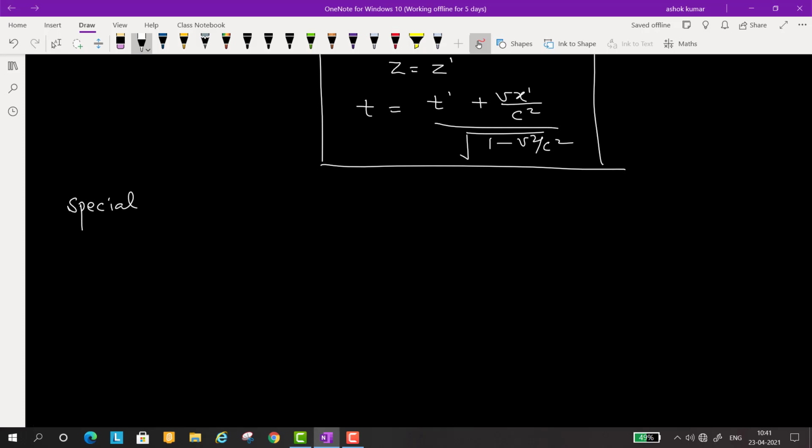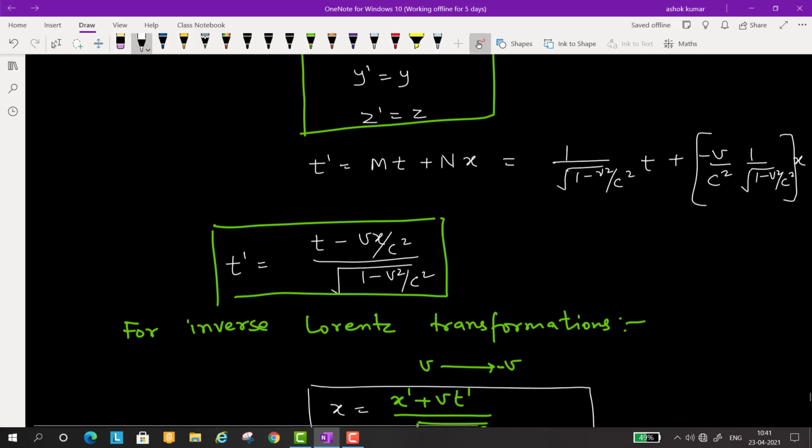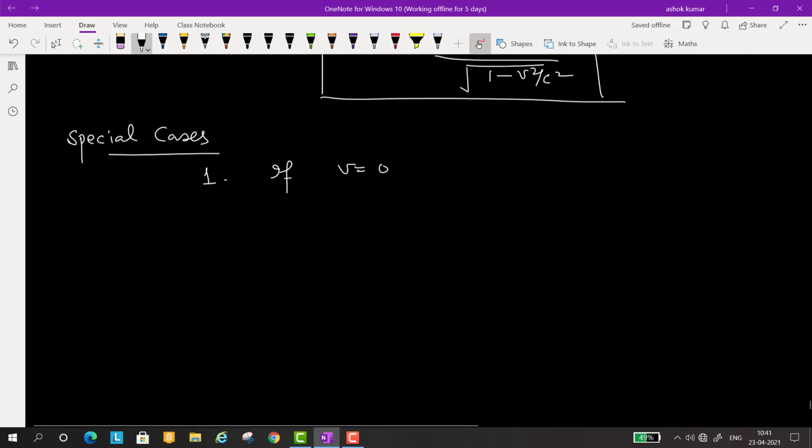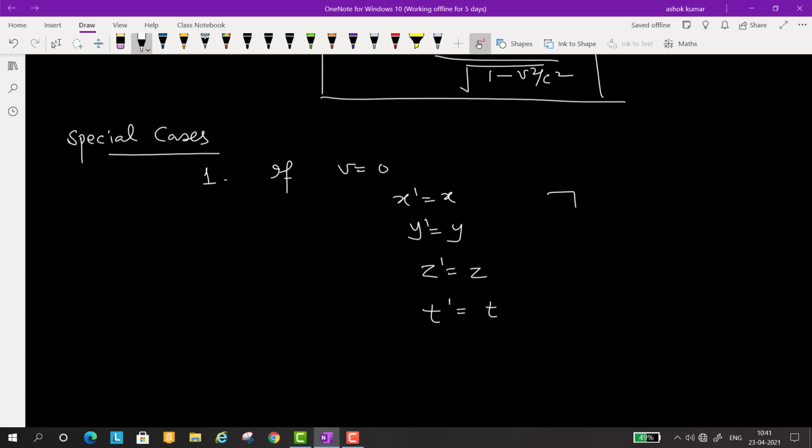So now we will have two special cases. First special case, if v is equal to 0, the frame of reference S dash is at rest, then if we substitute v is equal to 0, the equations will be x dash is equal to x, y dash is equal to y, z dash is equal to z, t dash will be equal to t, and these will be the identity transformations.